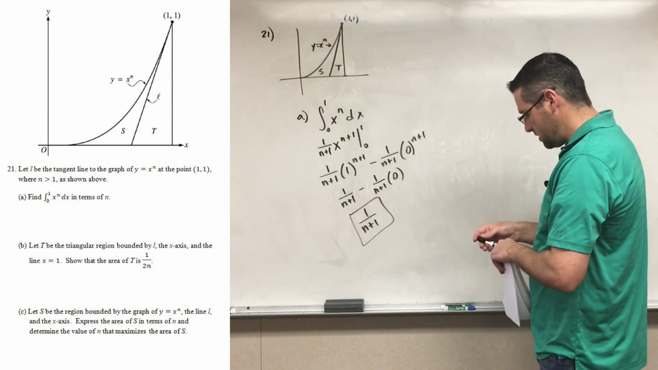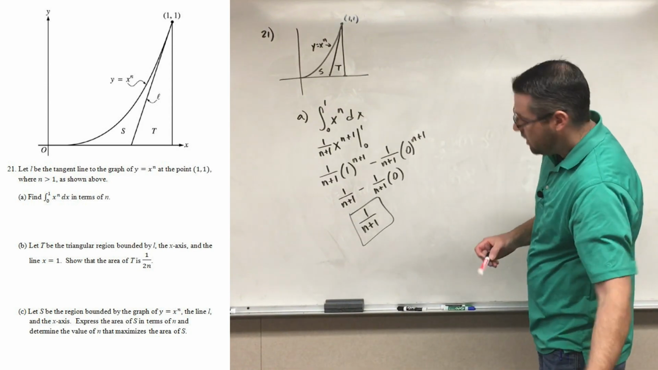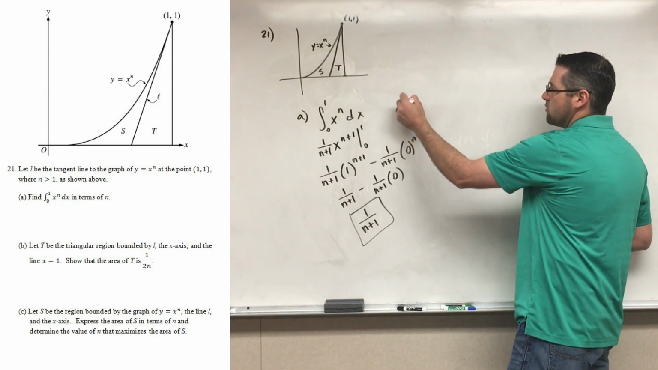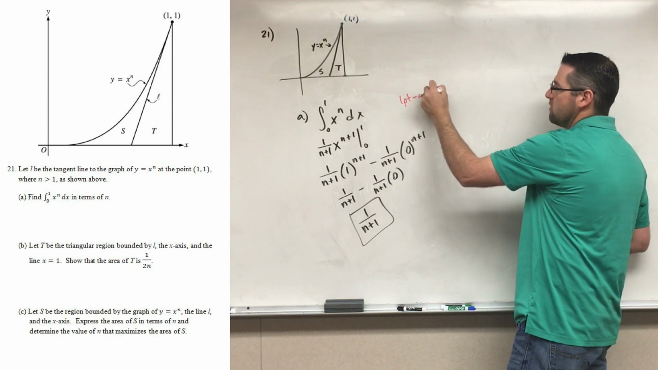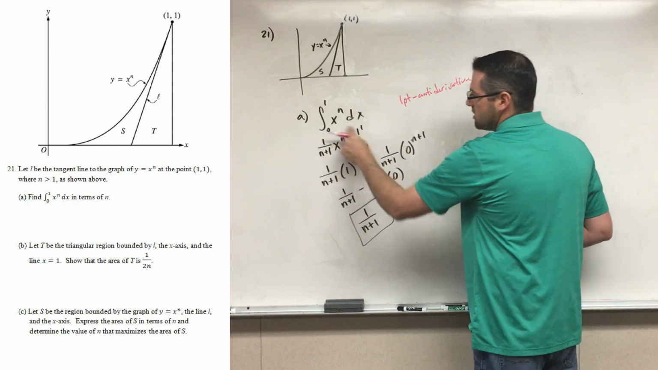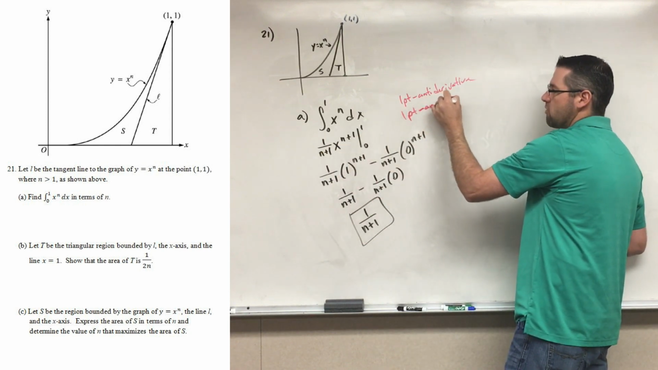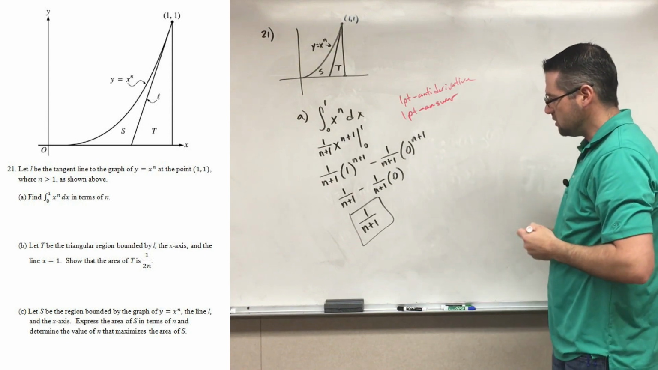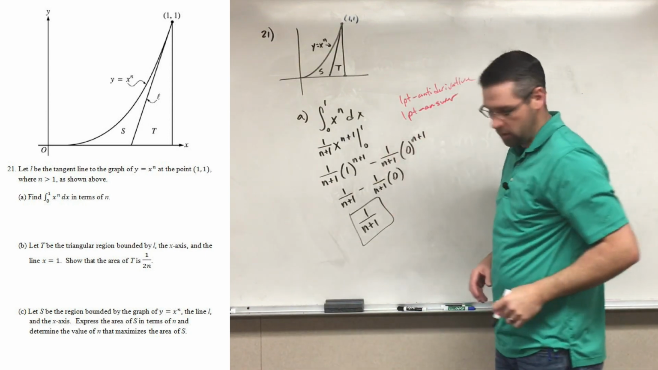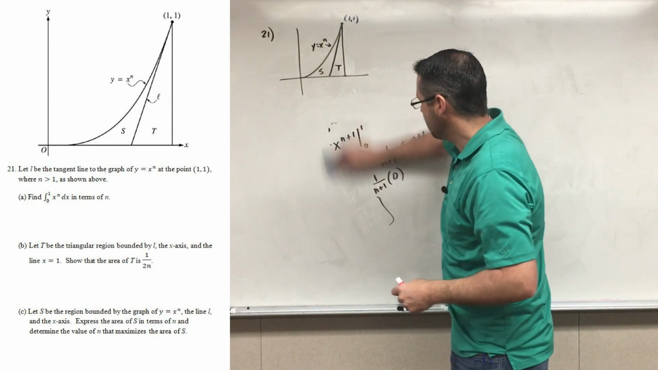So point values on this one, you would get 2 points for this. 1 point for showing the correct antiderivative. So that would be this expression right here, showing the reverse power rule. And then 1 point for your final answer. And obviously, you're not going to get a point for your answer unless your work actually makes sense. Okay, so that's part A.